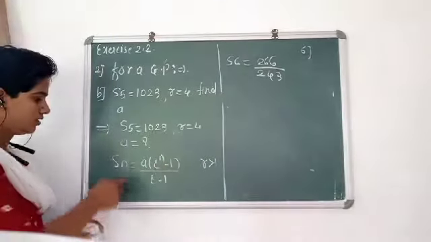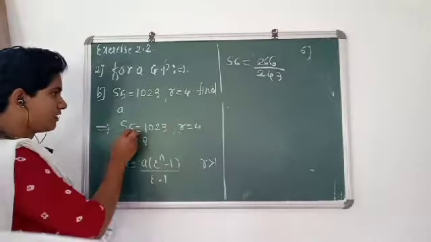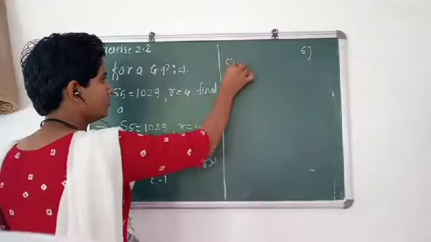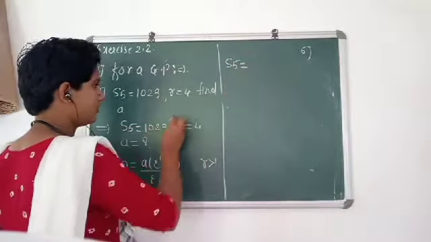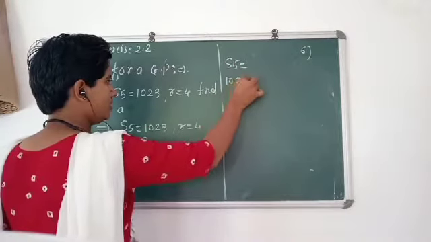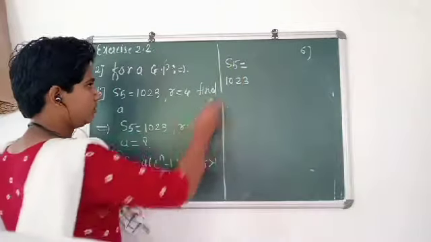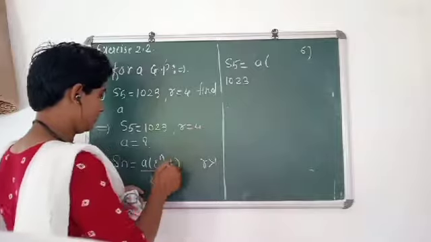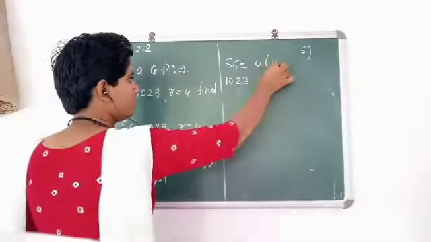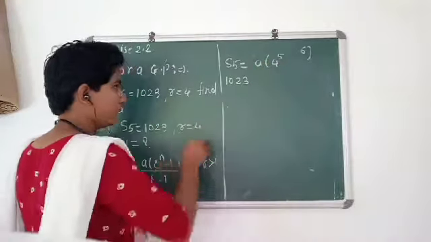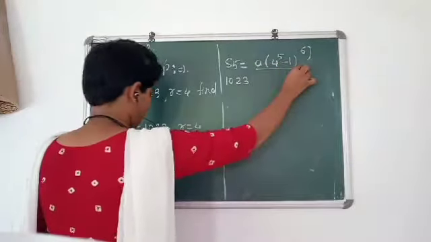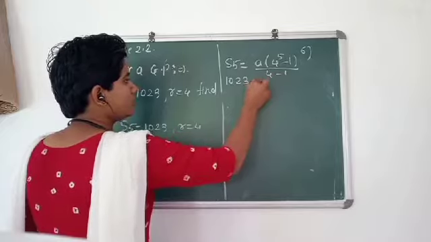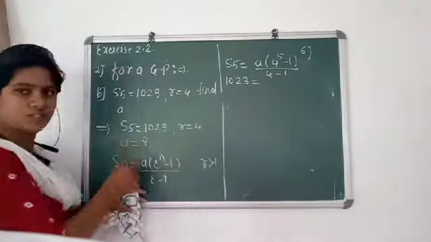So substitute here the values. Sn, that is S5, is given. So S5 is equal to, the value of S5 is 1023. S5 is equal to A as it is, into R raised to n, that means R is given as 4 raised to the value of n, which is 5, minus 1 upon R minus 1, that means 4 minus 1. So the value of S5 is 1023.